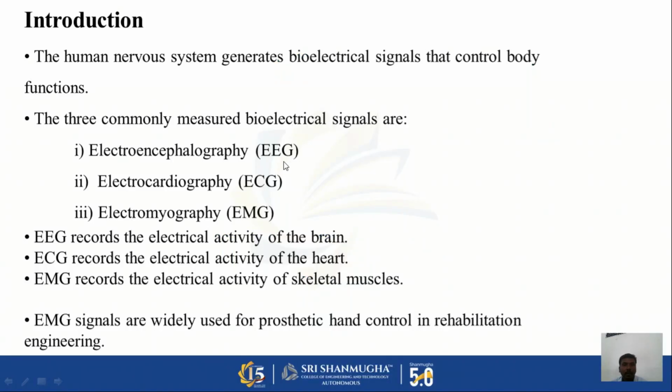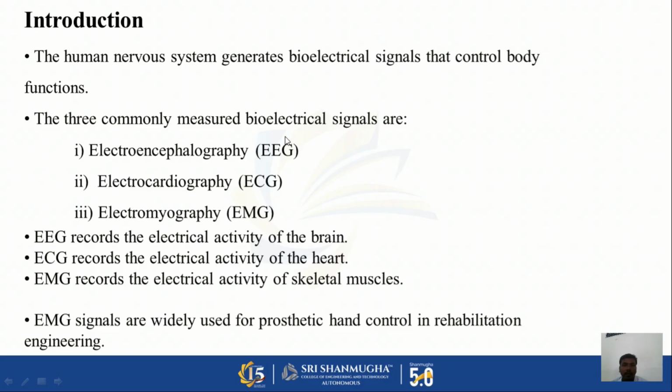There are three commonly measured bioelectrical signals in biomedical engineering. The first is electroencephalography or EEG, which records the electrical activity of the brain. The second is electrocardiography or ECG, which records the electrical activity of the heart. The third is electromyography or EMG, which records the electrical activity produced by skeletal muscles.